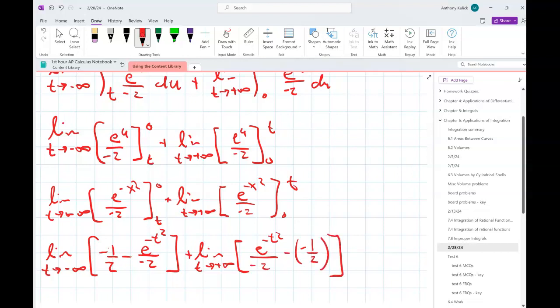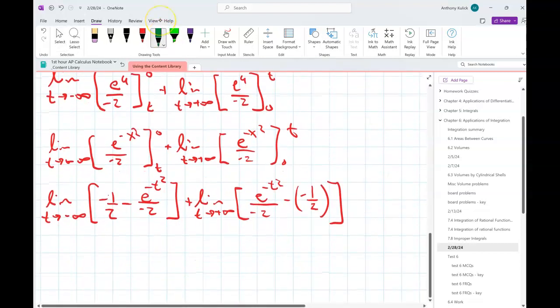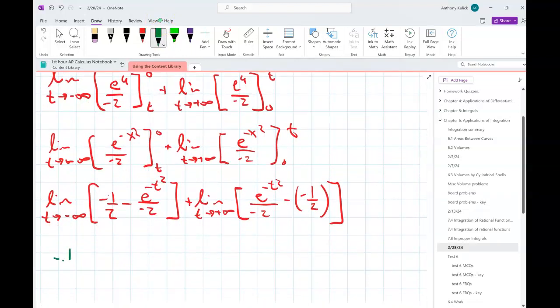So I'm here. Everybody so far so good? So let's start doing our limits. The limit as t approaches negative infinity of negative 1/2 is still just negative 1/2. And then the minus and negative I'm going to turn into a plus.